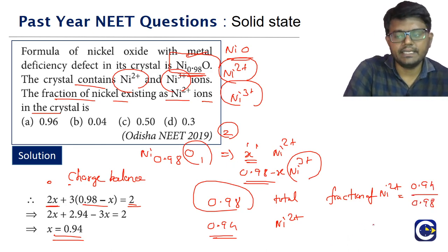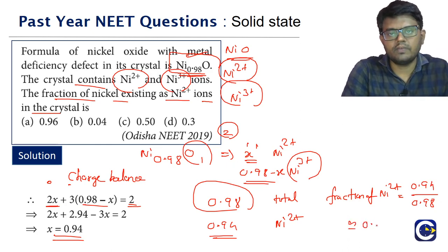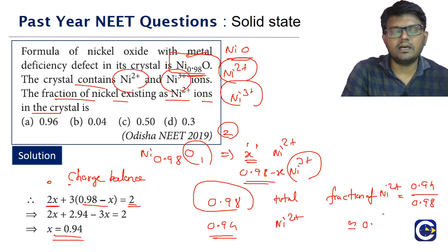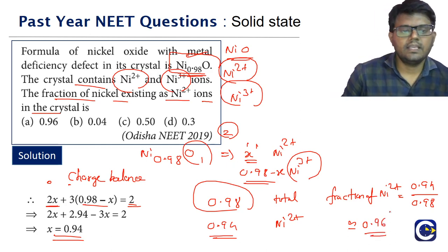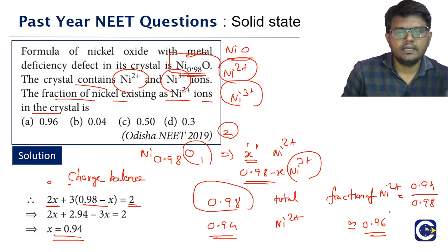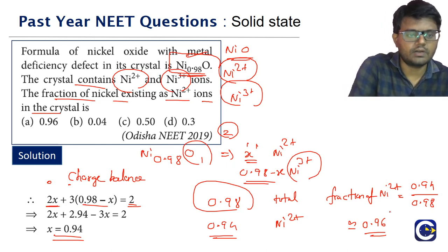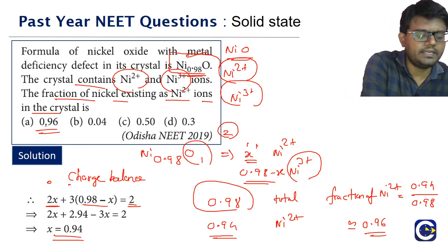0.94 by 0.98. And this will be coming somewhere close to, because 0.94 by 1 means 0.94, and we are dividing by something less than 1, this will be definitely slightly more than 0.94. We can even look at the options and then probably take an intelligent guess in terms of what can be the answer. So it will be slightly more than 0.94, and what will be the answer for this, guys? 0.96.